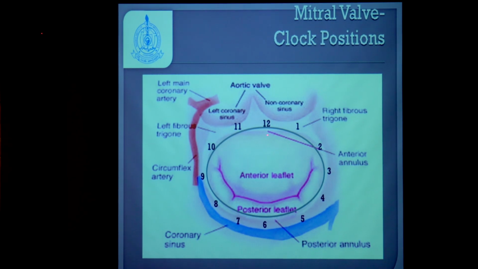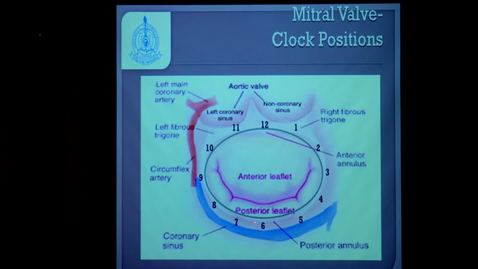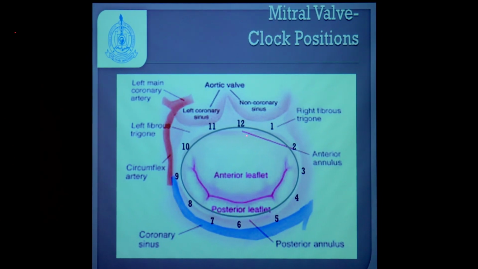Right opposite the surgeon's side, this is the 12 o'clock. That is the mid part of the A2 segment, and the mid part of the P2 segment becomes the 6 o'clock, and then perpendicular to that is the 9 o'clock and the 3 o'clock. So corresponding to the positions of the clock, what are the most important landmarks that are both visible and invisible to us as cardiac surgeons?